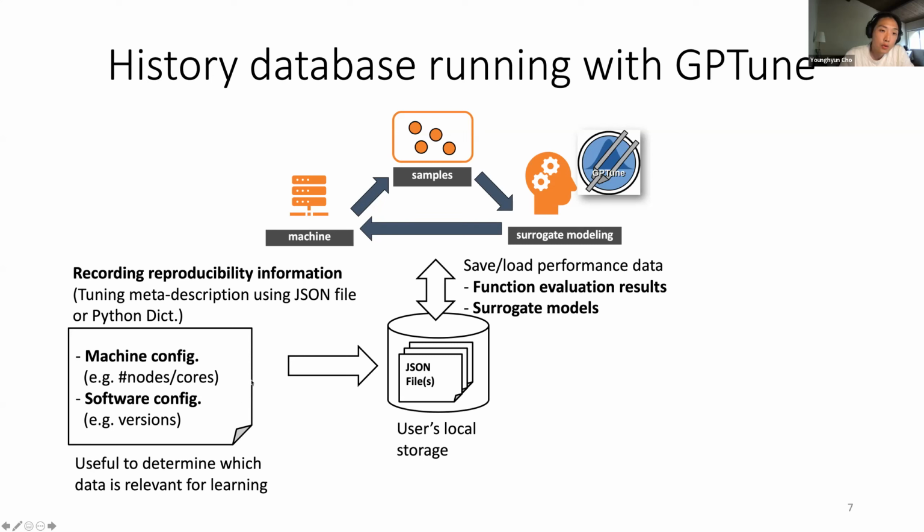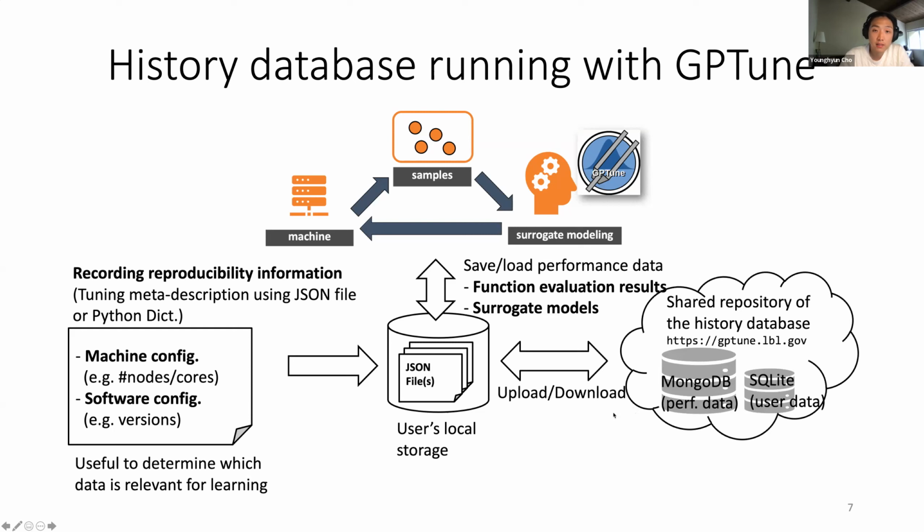For reproducibility of the performance data, we can record the machine configuration, like the number of compute nodes and the number of cores used to run the application. And we also record the software configuration, which means what kind of software packages are needed to run the application and what their software versions are. Using this information, people can reproduce performance data. Also, users can use this information to determine which data set is more relevant for transfer learning. Finally, GPTune also has an interface so that the GPTune process can upload and download performance data using the shared repository running on the cloud. So that's how GPTune works with the history database.